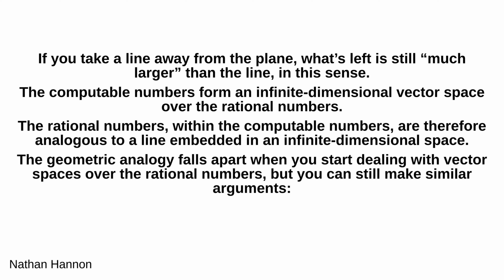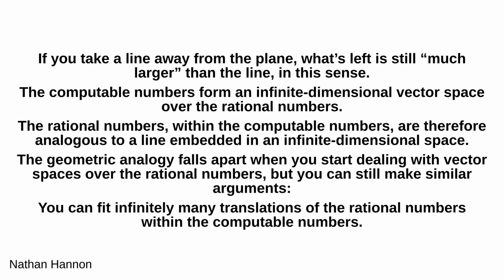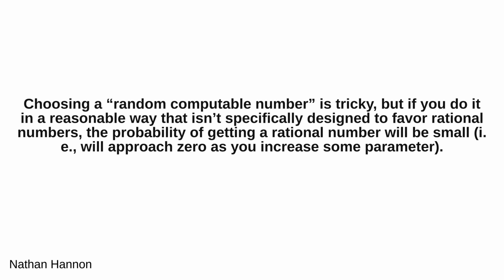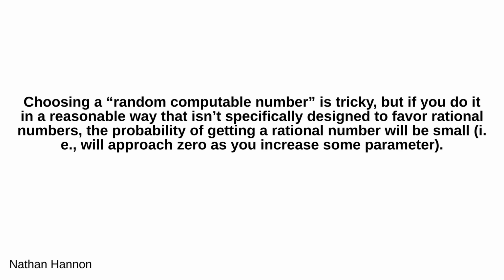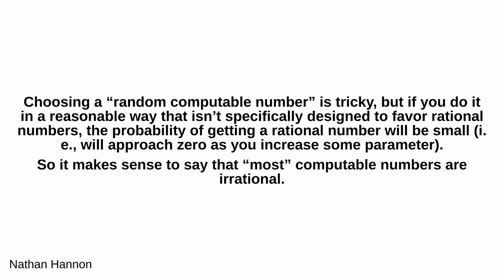The geometric analogy falls apart when you start dealing with vector spaces over the rational numbers, but you can still make similar arguments. You can fit infinitely many translations of the rational numbers within the computable numbers. Choosing a random computable number is tricky, but if you do it in a reasonable way that isn't specifically designed to favor rational numbers, the probability of getting a rational number will be small, i.e., will approach 0 as you increase some parameter. So it makes sense to say that most computable numbers are irrational.